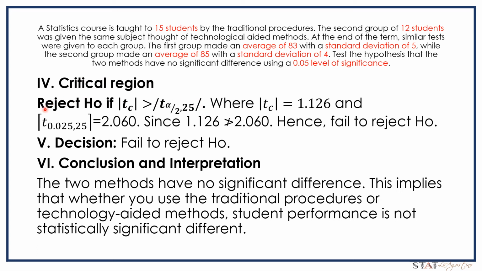So you should know the decision rule. Reject H0 if the absolute value of our t computed, the one we computed from our data, is greater than t alpha divided by 2, with 25, because it is two-tailed. It is actually called t tabulated, or t table. This is the value from the t distribution, which is fixed, where t computed is equal to 1.126 based on our calculation, and t 0.025 because alpha is divided by 2 since it is two-tailed, and 25 is our degrees of freedom.